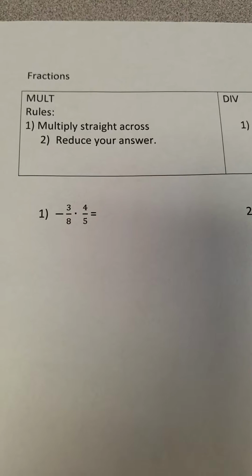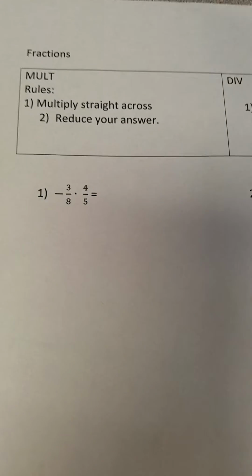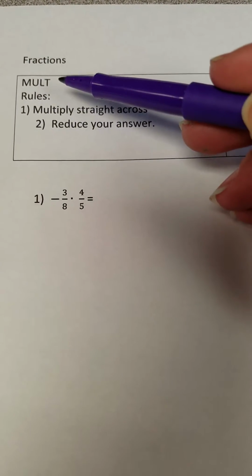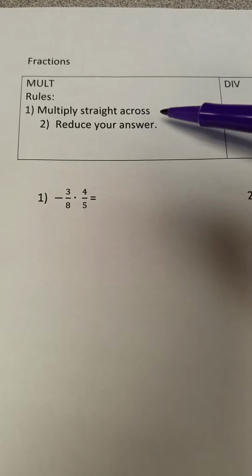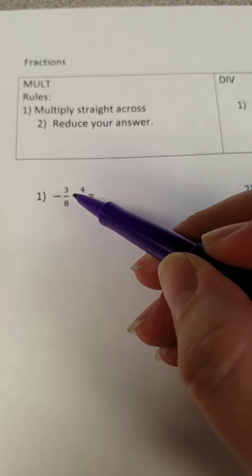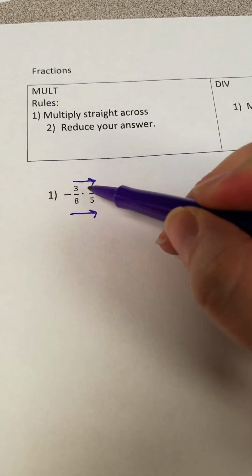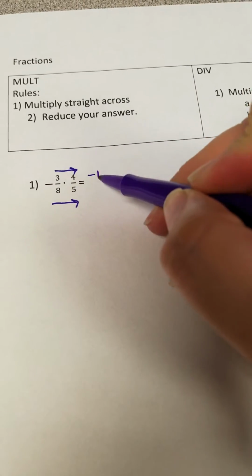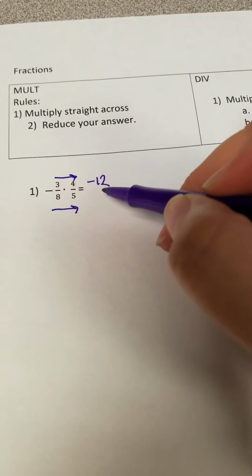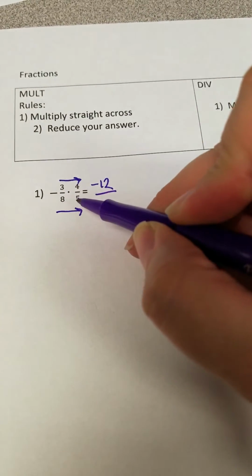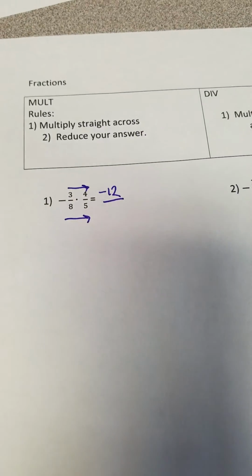The next thing we're going to go over is fractions. The rule for multiplication is that you multiply straight across and you reduce your answer. So I have a negative 3/8 here times 4/5. So again, the rule, multiply straight across. So I do a negative 3 times 4, which is a negative 12. 8 times 5 is 40.